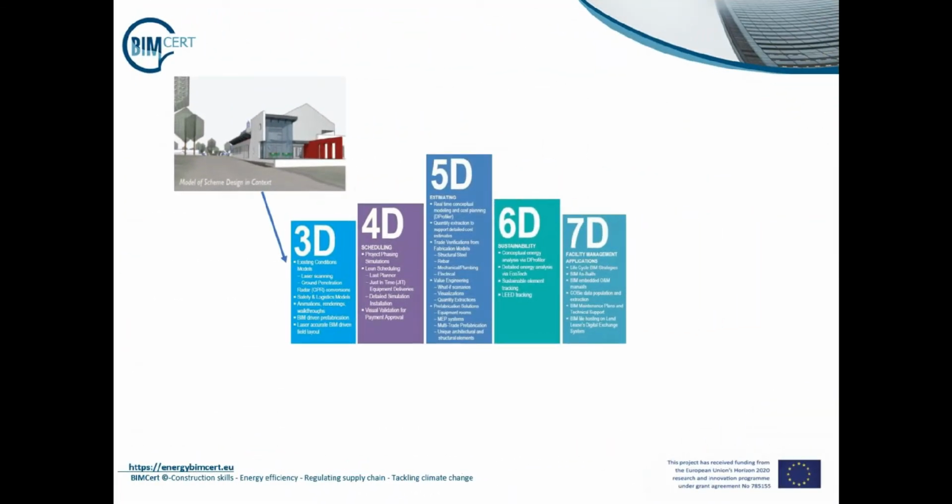So let's look at this in even further detail and explore the benefits of 3D, 4D, 5D, 6D, and 7D. What this lesson will focus on is 3D and 4D, while microsegment 2 will then explore the benefits of 5D, 6D, and 7D building information modeling.